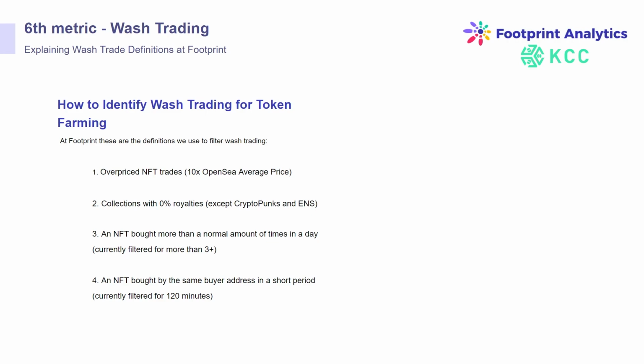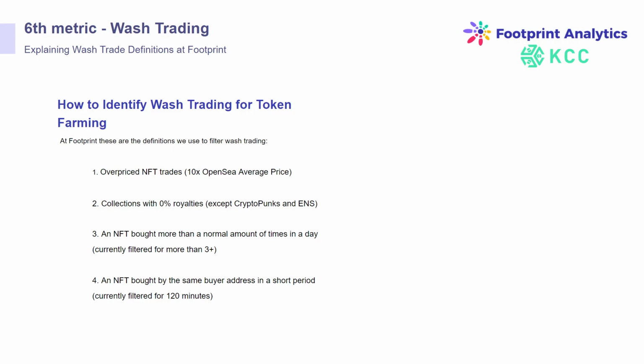So at Footprint, these are the 4 filters that we use to determine wash trading before your analytics go live. So overpriced NFT trades, right? 10 times OpenSea average price. Now this one is also very important. You're only going to see really wash trading on collections with 0% royalties. Why is that? Well, I just want to maximize the amount of money I make.